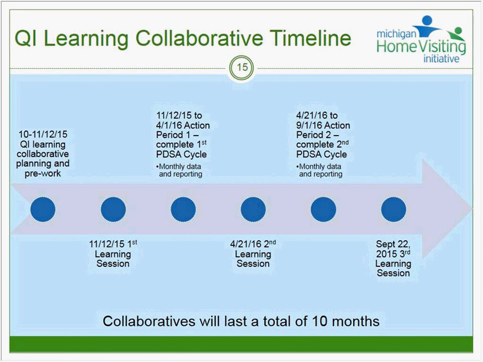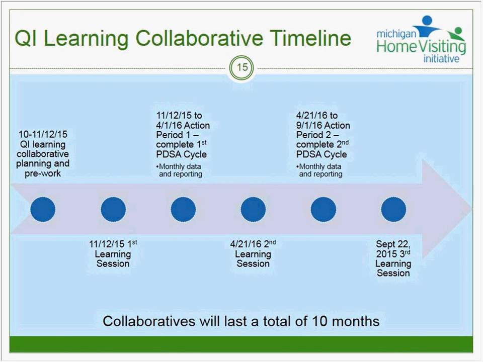We'll get back together, check in, see how things are going, and get plans for your next PDSA cycles going, which will happen in that second action period. From April 21st to September 1st of 2016, that's your second action period where you'll go back home, think about your next PDSA cycle or cycles, and complete it. Again, you'll be conducting that monthly data collection and reporting back to MPHI before our final learning session of the year. That'll happen on September 22nd of 2016.